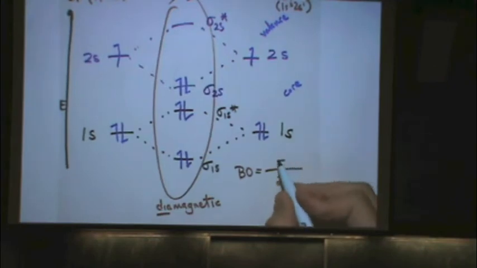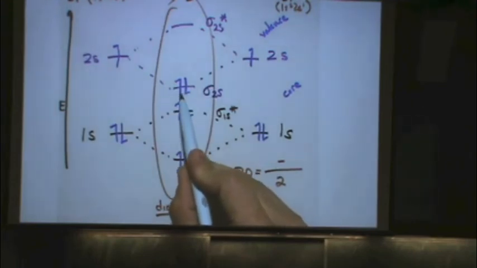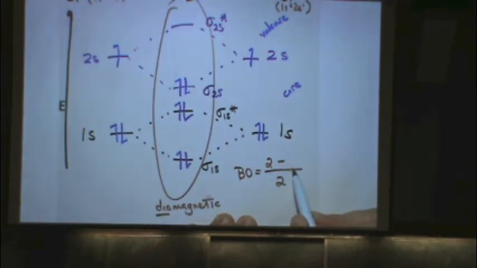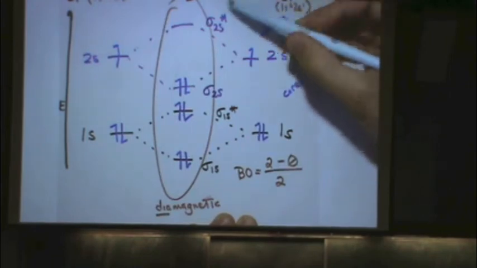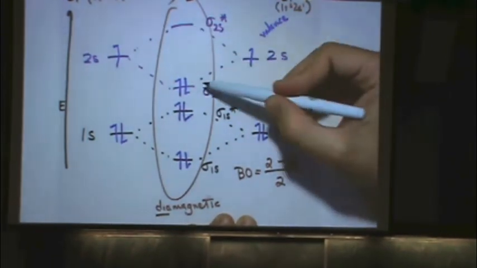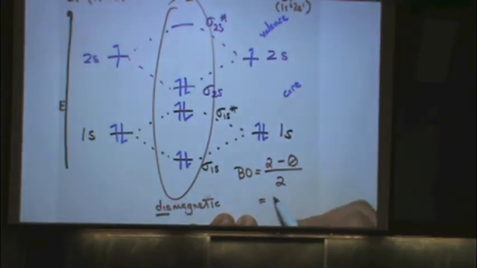The first number is the number of electrons in bonding orbitals. What's that number? 2, from right here. There's 2 electrons in the bonding 2s orbital. The next number is the number of electrons in anti-bonding molecular orbitals. That's going to be the number 0, because in the anti-bonding, the starred one is 0. So 2 minus 0 divided by the number 2, that's going to be 1.